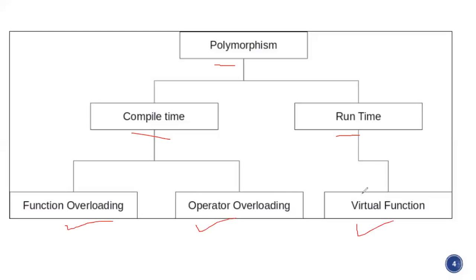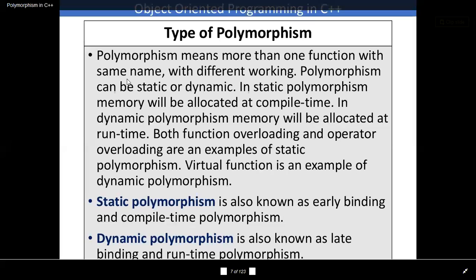We will talk more about what a virtual function is and how it works. And in compile time, we have function overloading. You're already familiar with function overloading. So back to it: we have these two types, static polymorphism and dynamic polymorphism.